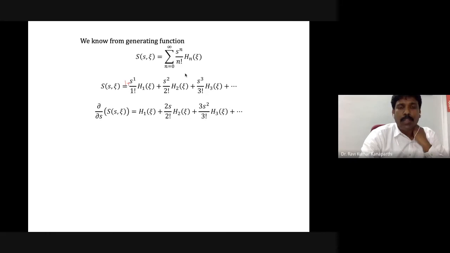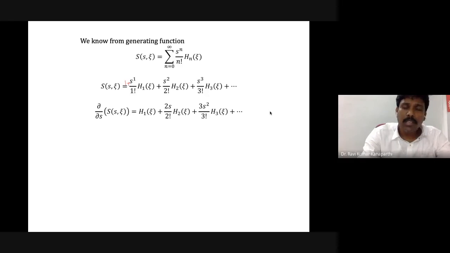So when you evaluate the first derivative of the generating function, what we obtain is H1 of z plus 2s by 2 factorial H2 of z plus 3s square by 3 factorial H3 of z plus and so on. You can write as many terms as you would like, but it is not required for my discussion. Just 2-3 terms is sufficient.